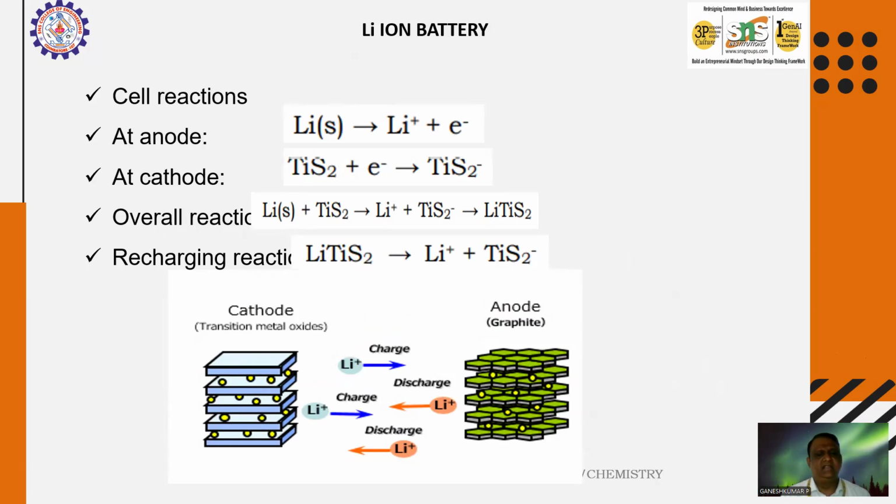Here we represent the cell reaction in which lithium in solid state produces an electron, becoming lithium plus ion. That is, it is undergoing oxidation. In the cathode, titanium sulfide TiS2 plus an electron from the anode becomes TiS2 minus, and the combined overall reaction is found to be here. The rechargeable reaction is also given because it is a rechargeable battery. That means the lithium-ion battery is a rechargeable secondary battery where the cell reactions can be reversed any number of times.